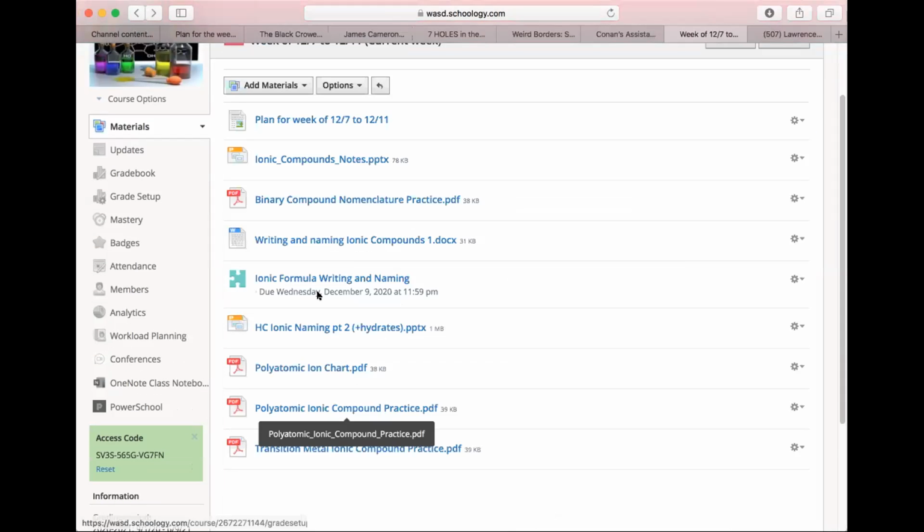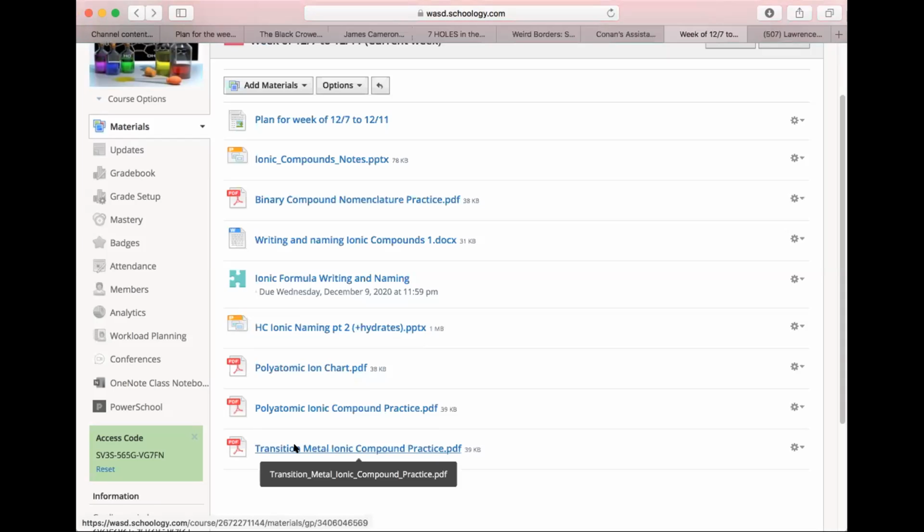So today is all about naming and writing formulas for polyatomic ions. This has notes in it. This is the chart that you can use for reference, and then this is the practice. The transition metal ionic compound practice, that's for tomorrow. I just happen to put it there now. All right, so let me switch to something different.